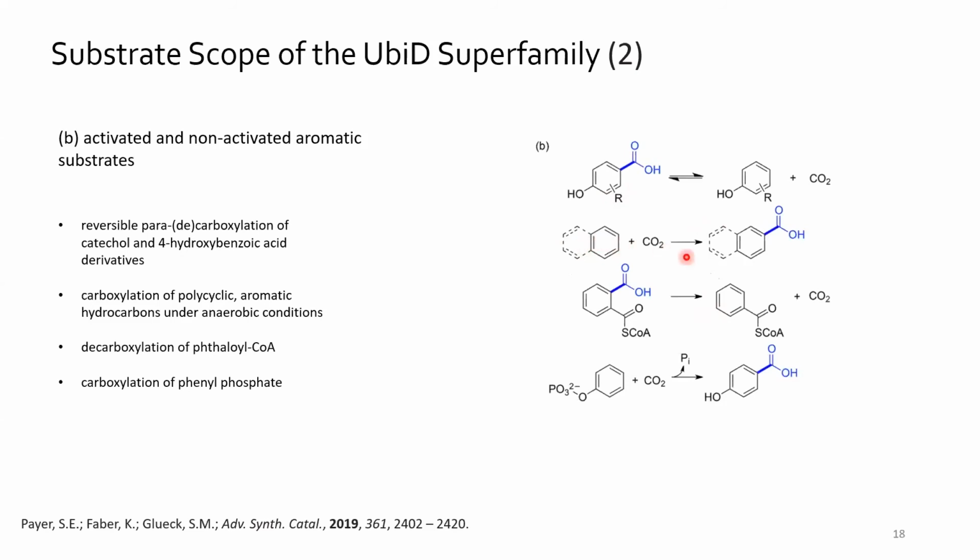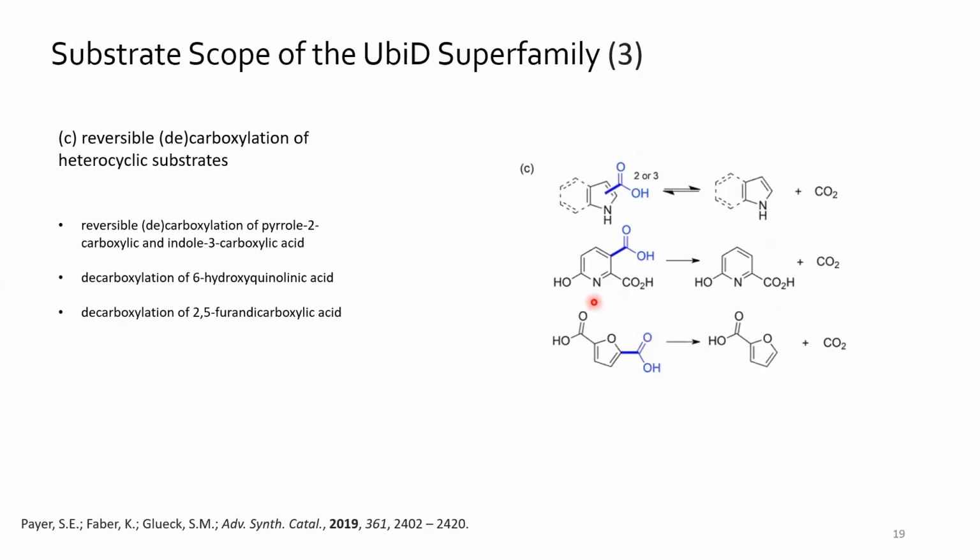We have the carboxylation of polycyclic non-activated hydrocarbons, which you can see here, and also the decarboxylation of toluene-CoAs and the carboxylation of phenyl phosphate. Moreover, we have also the reversible decarboxylation of heterocycles. For example, here the decarboxylation of pyrrole 2-carboxylic acid and also indole-3-carboxylic acid. And here we have the decarboxylation of 6-hydroxyquinolinic acid, as well as the decarboxylation of this 2,5-furan dicarboxylic acid.